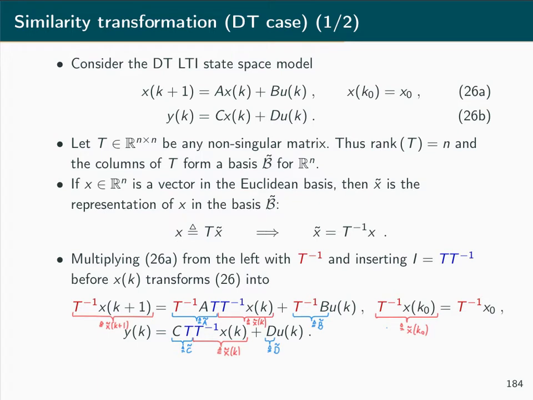Observe that the input-output behavior of the transformed system is exactly the same as the one of the original system, meaning that if we put in the same inputs u of k, we will get out exactly the same outputs y of k without the need to do any transformations of the inputs or outputs. The only thing that needs transformation is, of course, the initial condition in terms of the initial state of the system.